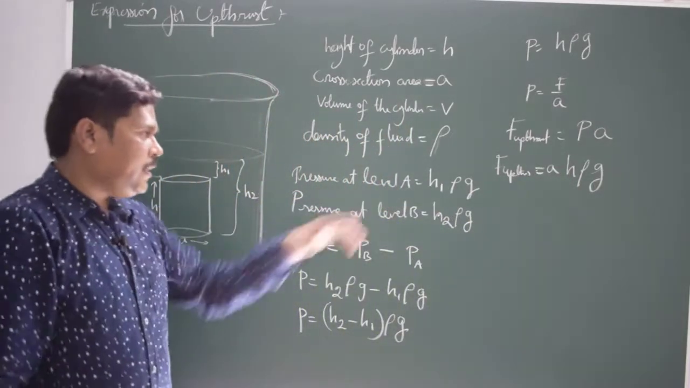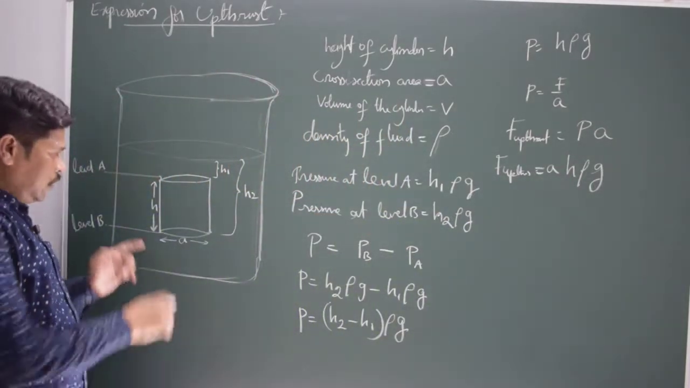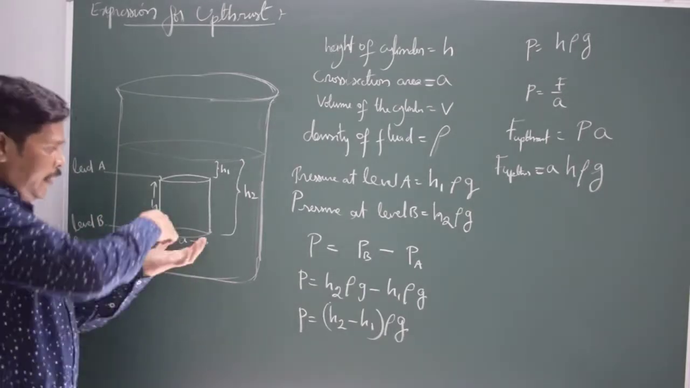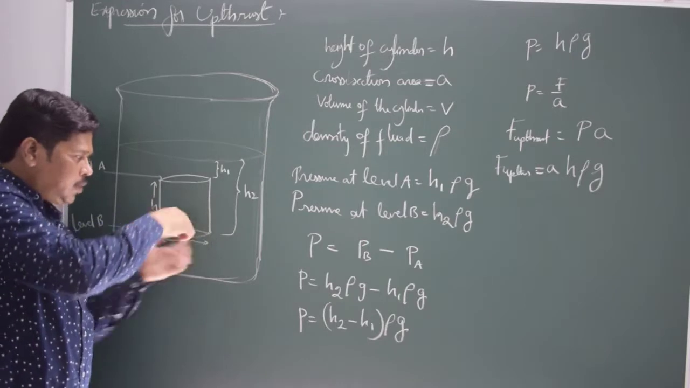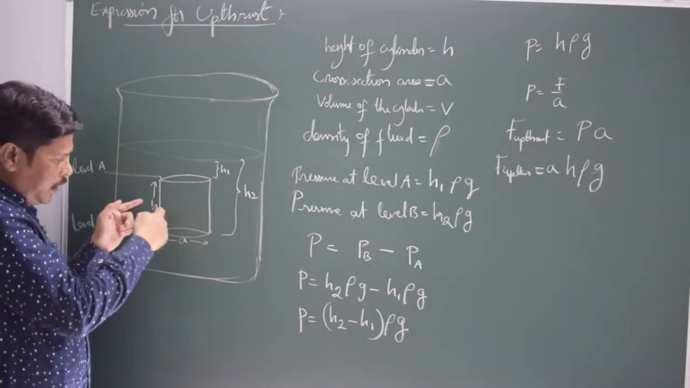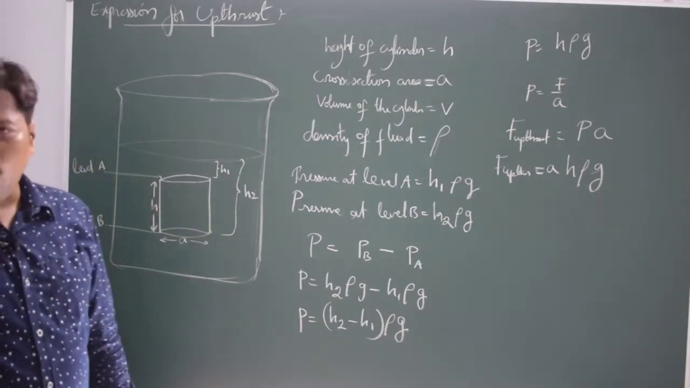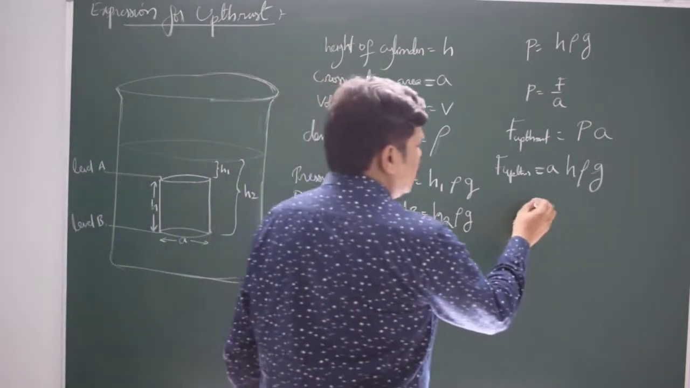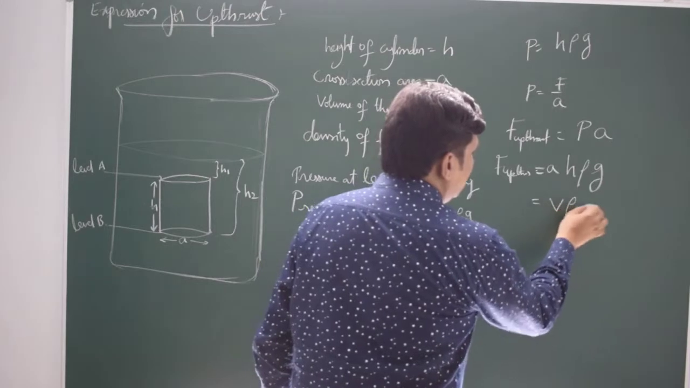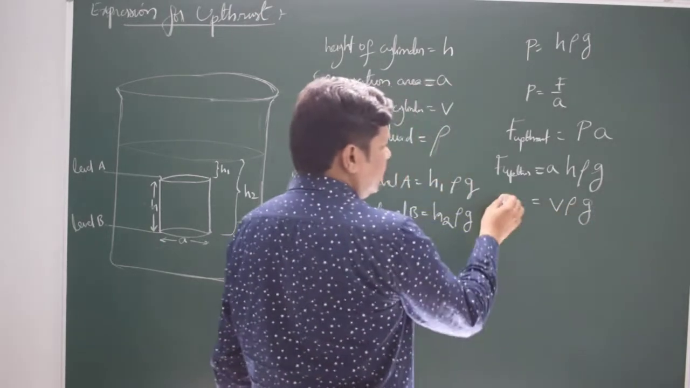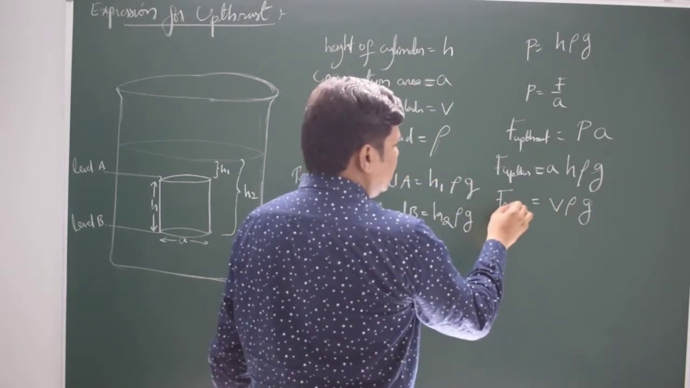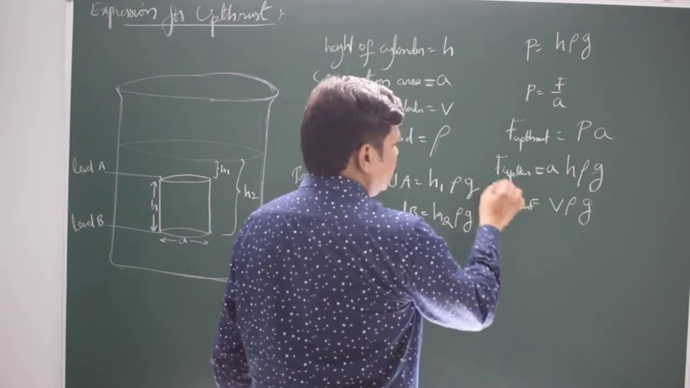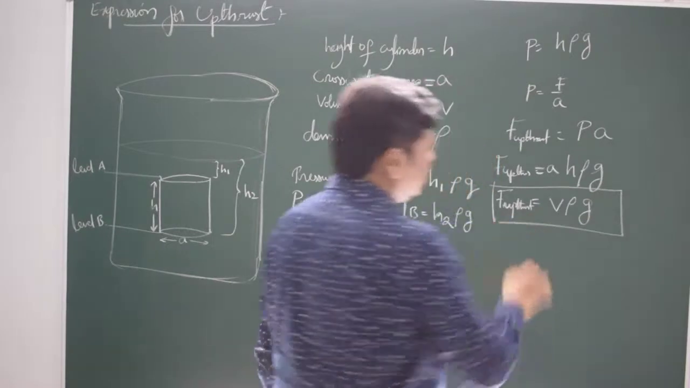Once again, rho is density, don't get confused. A into h: when you multiply the cross sectional area, pi r square, and h, A h is pi r square h, which is equal to the volume of the cylinder. So we are going to write this as V rho g: V, density of the liquid, and the acceleration due to gravity, gives the upthrust. So this is a very important equation.